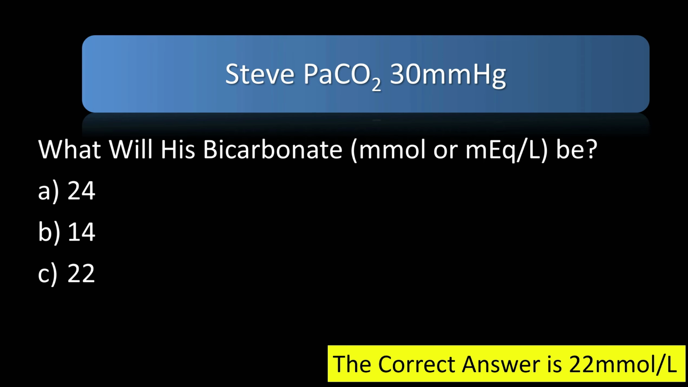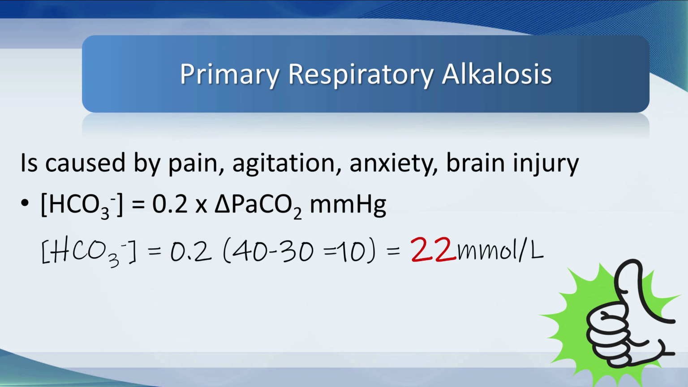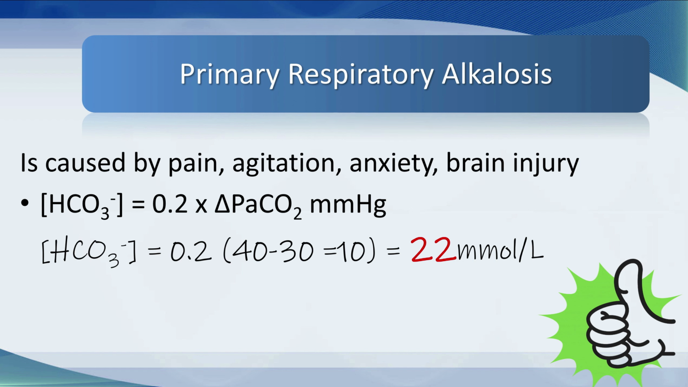And there is a nice rule of thumb for this as well. Primary respiratory alkalosis is caused by pain, agitation, anxiety, delirium, and brain injury. And in this setting, the change in the bicarbonate is 0.2 times the change in the partial pressure of CO2 in millimeters of mercury. So in this setting, the change in bicarbonate is 0.2 times 40 minus 30, and that equals 2, or 22 millimoles per liter. That is a very small drop in the bicarbonate from 24 to 22.